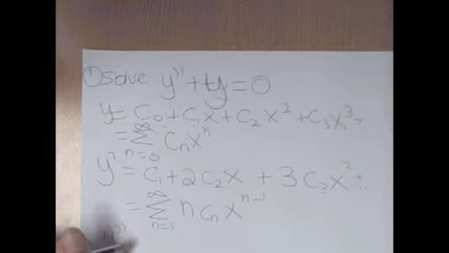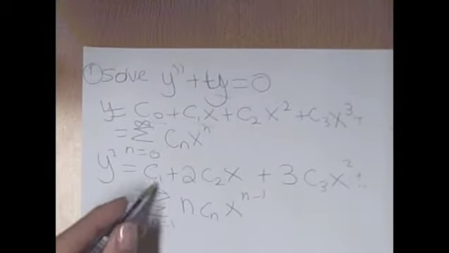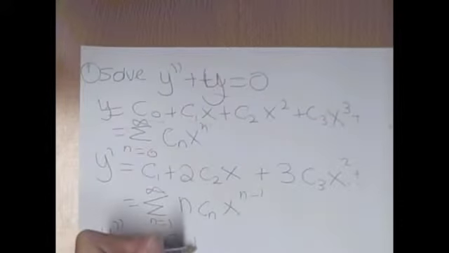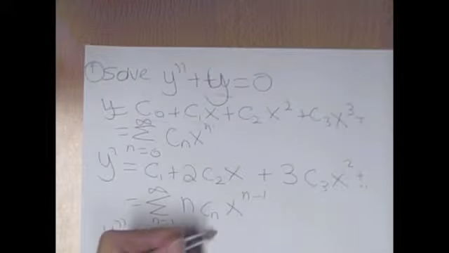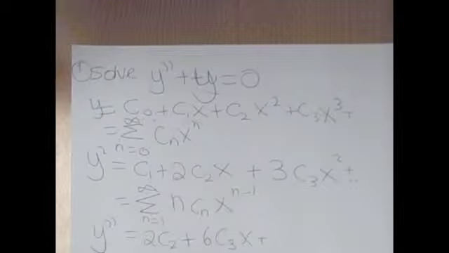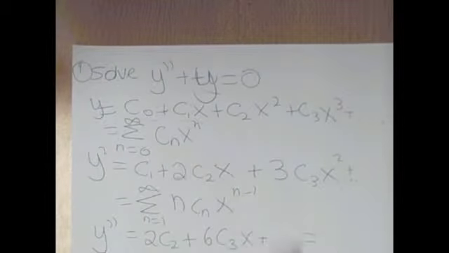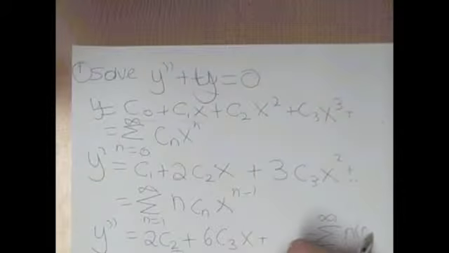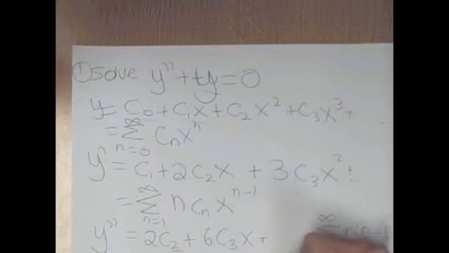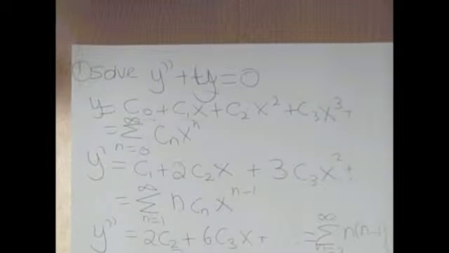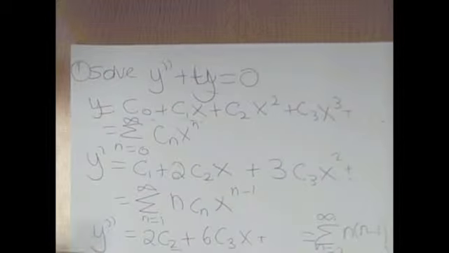Now what we want to do is differentiate each term here to give us the second differential of y. So c1 disappears, so we get 2c2 plus 2 times 3, which is 6, c3x, and so on, and this is equal to the sum of n equals 2, starts there at c2, up to infinity of n times n minus 1 times cn x to the n minus 2.